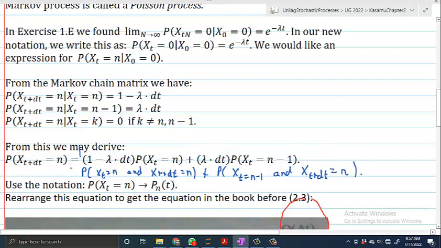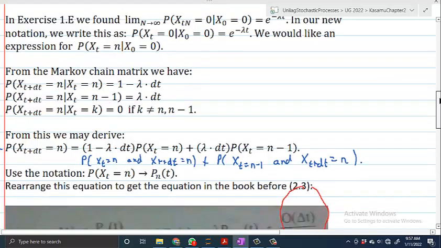Okay. All right, now, instead of writing probability of X of t equal n, we're just going to write Pn of t. So when you see Pn of t, that means the probability that the Markov process is in state n. Okay? So we have this equation we can rearrange. You can see we have probability X of t plus dt here, and here we have two values for probability of X of t. And we can get this equation down here.